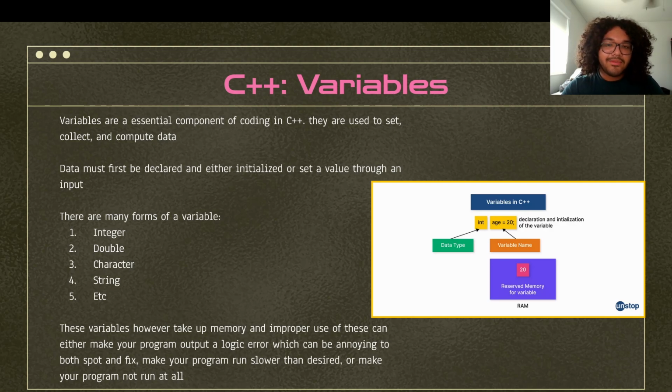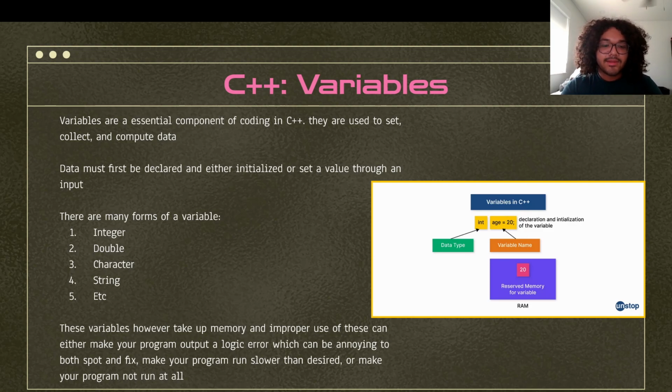There's a lot of different types of variables. These different variables, however, use data, and for proper use of variables, you cannot, for example, use an integer and then have it set as 1.5, because integers are meant for whole numbers. If you want to use 1.5, then you have to use double or floating point variables.